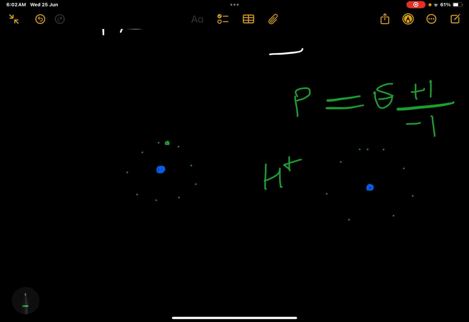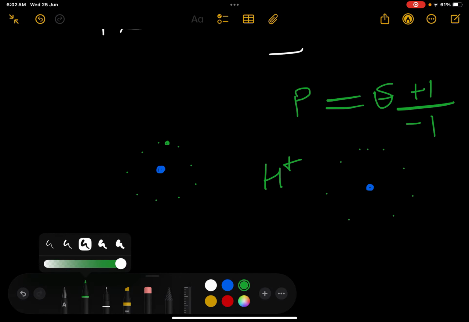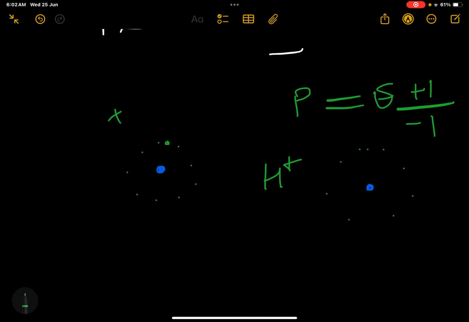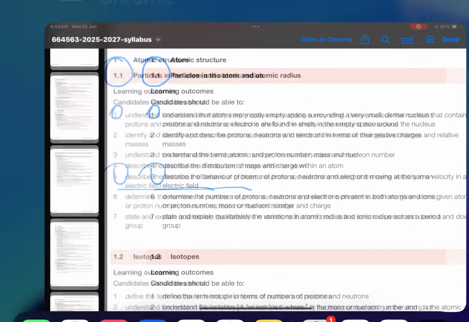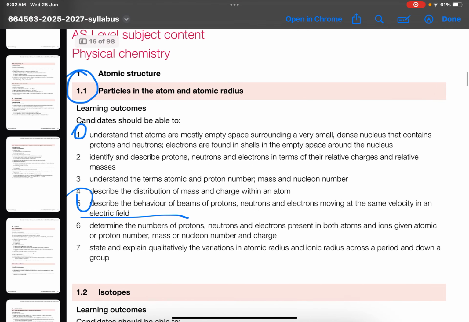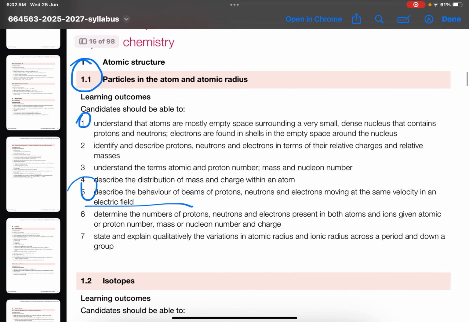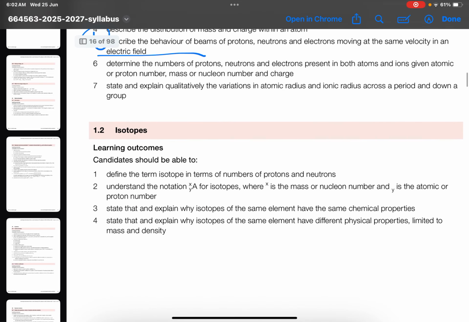Hence, it's got a positive charge, because here you had a positive and a negative charge, so the overall charge was 0. Here you've got a positive charge, but no negative charge to cancel the positive one. Hence, it's got a positive charge. Well, that's the 1.1 bit of the syllabus. We'll be doing isotopes next.